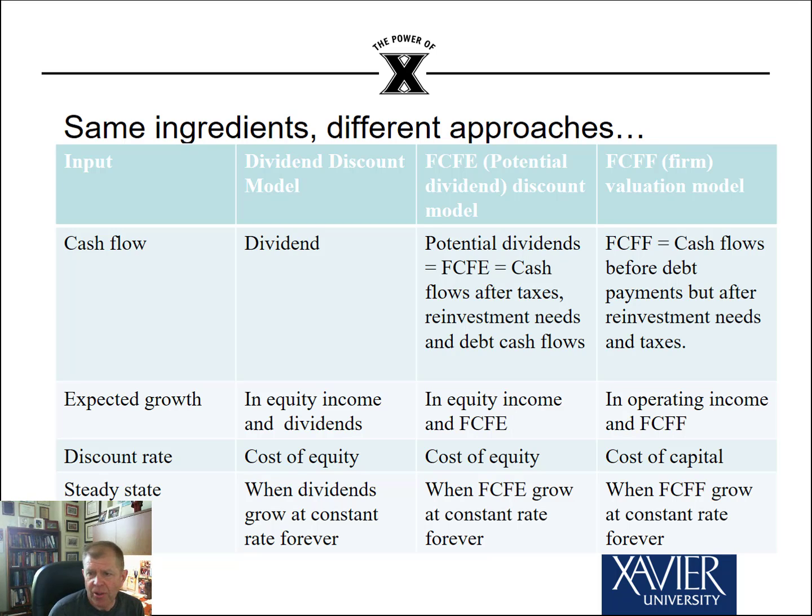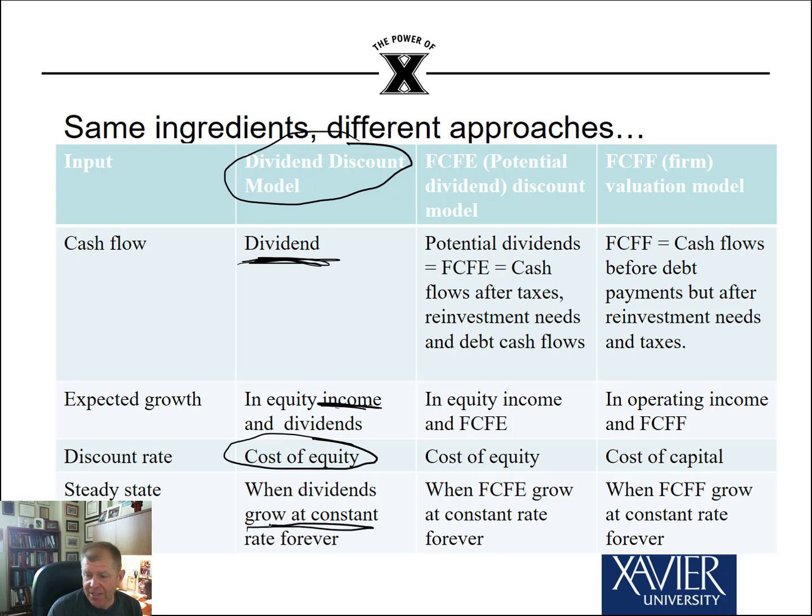So we can put all the different approaches together. In our dividend discount model, the cash flow we're going to discount is the dividends. Our expected growth is going to be in income because we're going to pay dividends out of that. We're going to discount with a cost of equity, and we're going to want to forecast out individual years until we get to a point where dividends can grow at a constant rate forever.